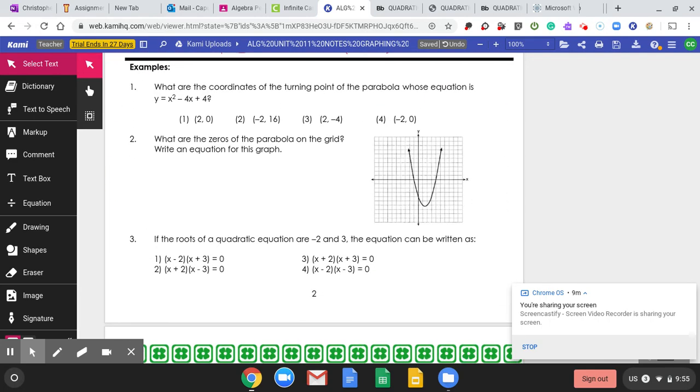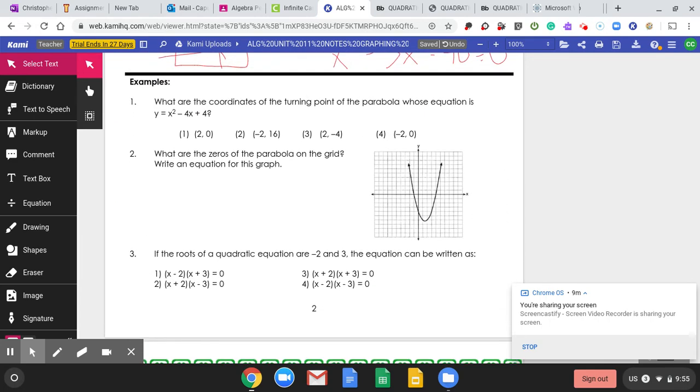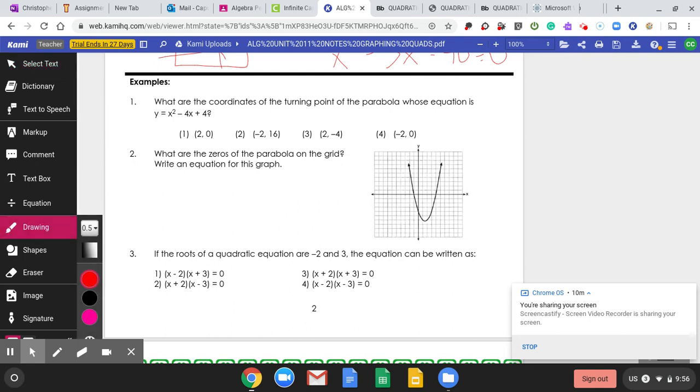Couple of examples here, and then we'll stop. What are the coordinates of the turning point of the parabola whose equation is y equals x² minus 4x plus 4? This is the one that's going to take the longest amount of time. So first thing we need to do is find the axis of symmetry. For the axis of symmetry, you need to do negative b over 2a.